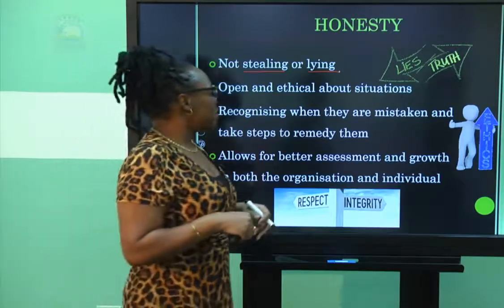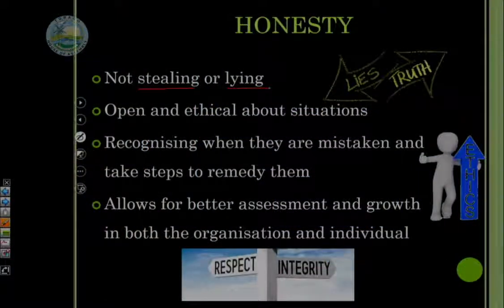All right, so moving on to the other characteristics on the board, we need to recognize when we make mistakes and try to remedy those mistakes, right? That's very important. We are all human, and sometimes we do make mistakes. Allow better assessment of growth within the organization. So when you operate within an organization as well, you have to work within a certain standard. And within that standard, you may have to do a performance appraisal, which definitely would impact your ethics, right? So your managers would definitely look at that, or your teachers would look at that. All right, so that's honesty.